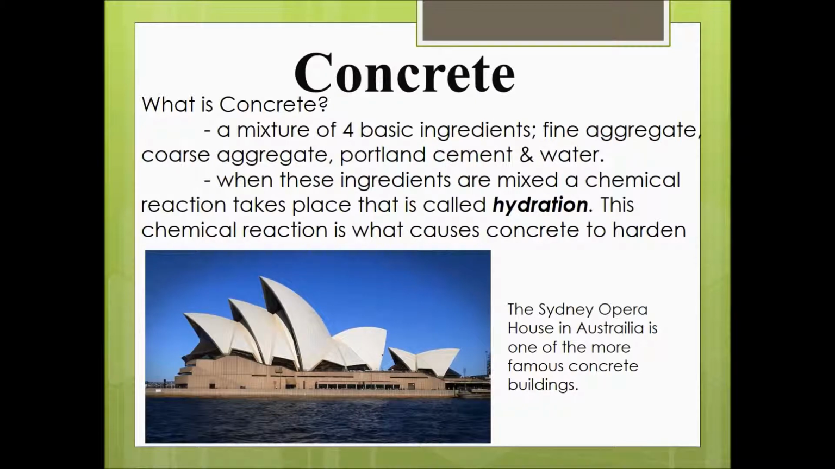Let's talk a little bit about concrete. Concrete is a mixture of 4 ingredients. Aggregates, there's 2 types of aggregate, fine aggregate and coarse aggregate. Basically that is sand for your fine aggregate and gravel for the coarse aggregate. You add something called Portland cement to that, and then you add water. And when you add those together, you get a chemical reaction, and the chemical reaction is called hydration. And this reaction is what causes concrete to harden.